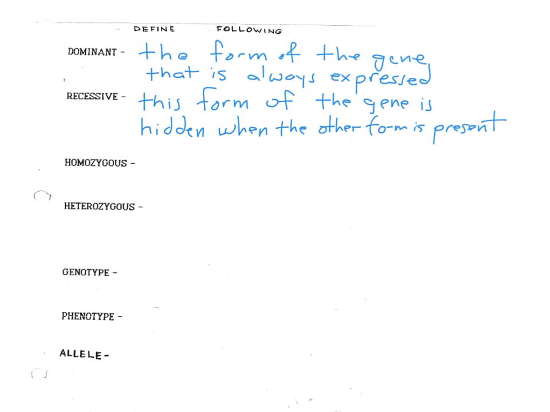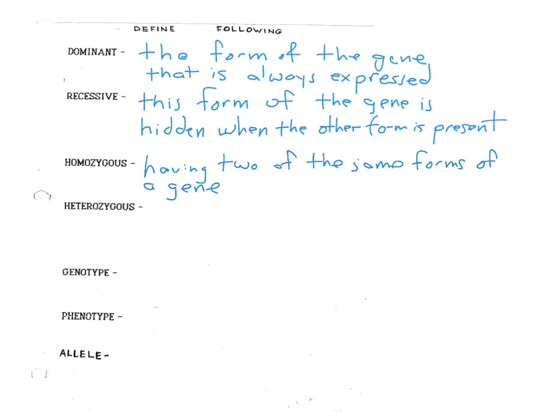So a homozygous gene is one in which both forms are the same. Now, each of your genes is made up of two parts. One part you get from mom and one part you get from dad. So if both those parts are the same, if mom and dad gave you the same form of the same gene, then we would say you are homozygous.